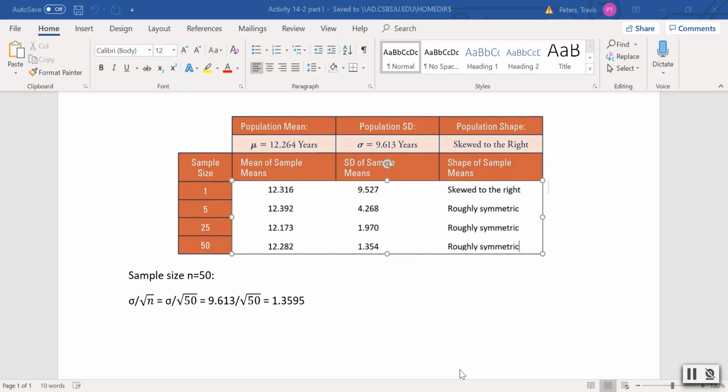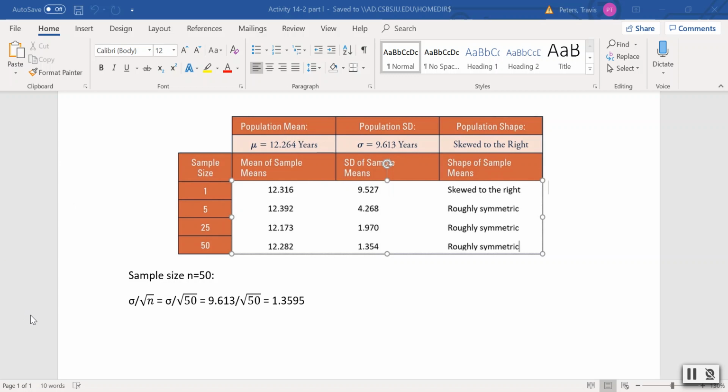Here's the table we filled out in the last video. So this was for that collection of 1,000 pennies. If you think of the 1,000 pennies as your population, we saw that the mean age was 12.264 years. The standard deviation was 9.613 years. And the shape of the population is skewed to the right.